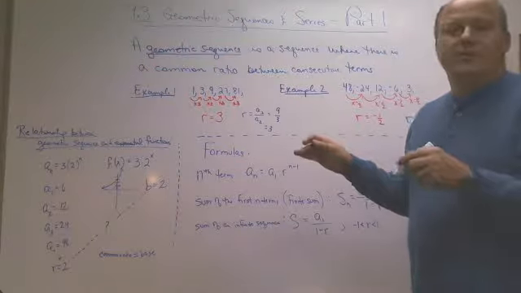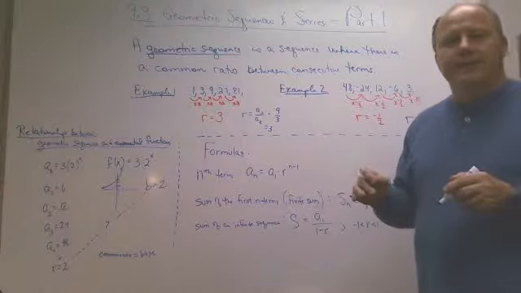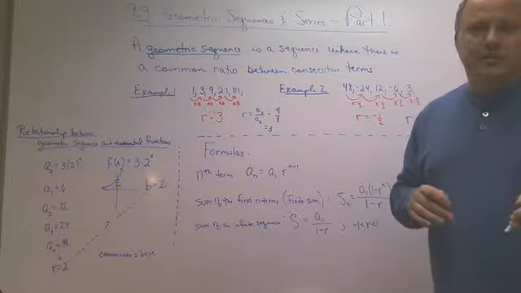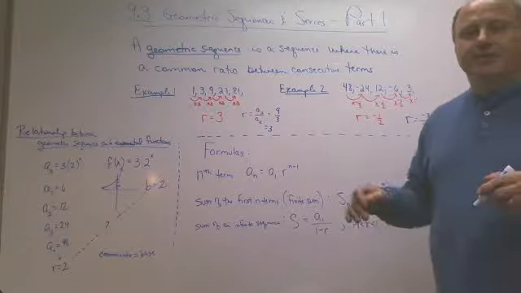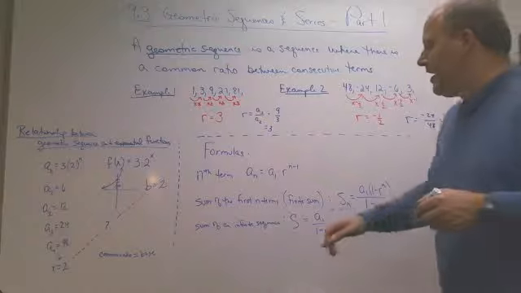Again, these formulas are non-negotiable. You've got to know them. You can't get half of it right and half wrong, because if you get it half wrong, it's all wrong. The formula is not going to give you the right numbers if you don't have it correct.